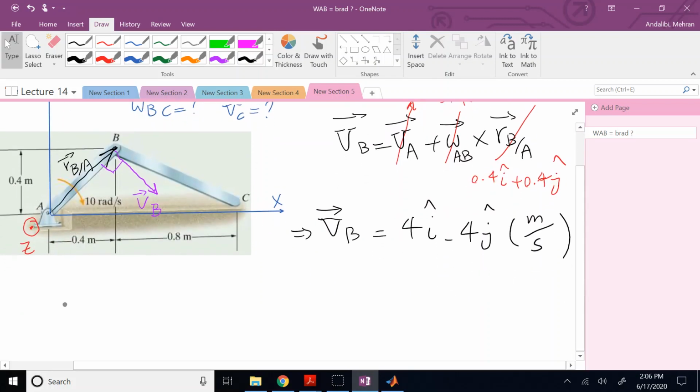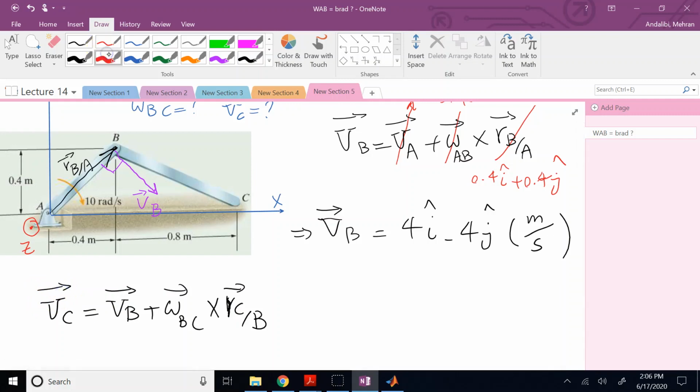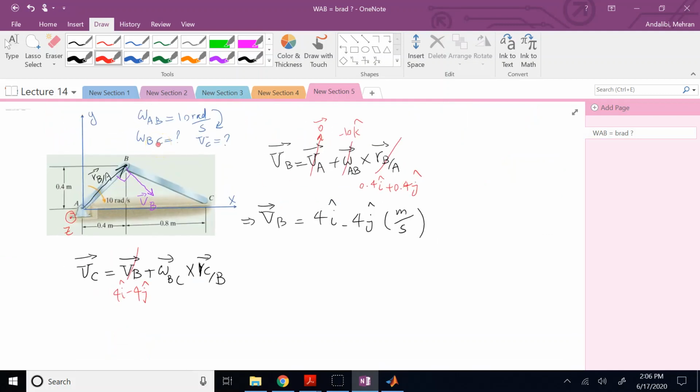So now I say V of C is equal to V of B plus omega BC cross R of C with respect to B. And now V of B, I just found it, so I replace it with 4I minus 4J. Omega BC, what is that? I don't know. That's one of the unknowns of the problem, right?